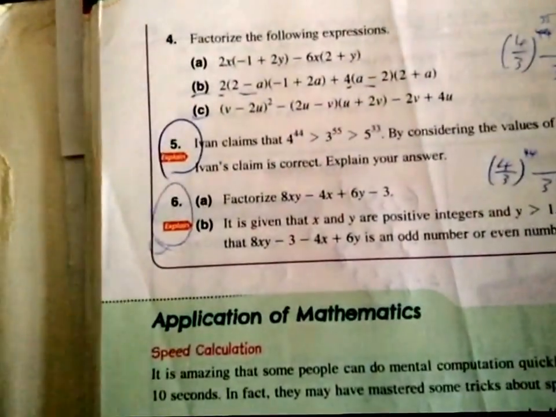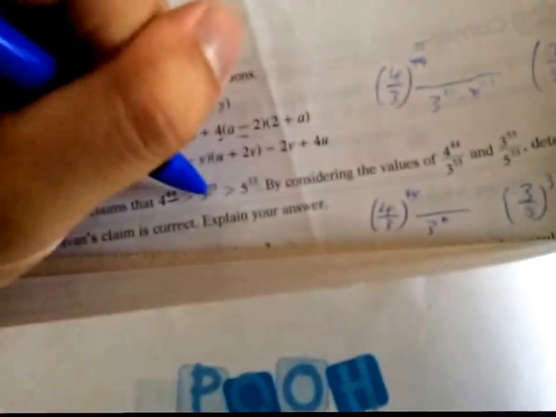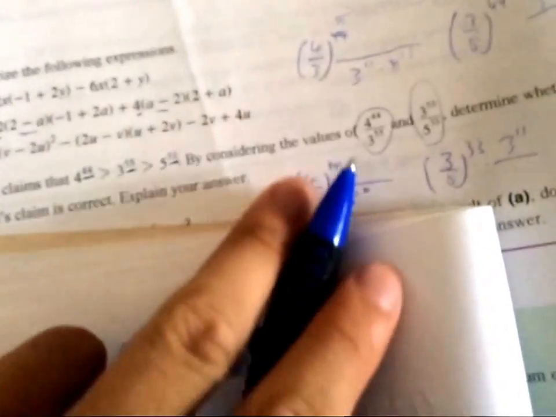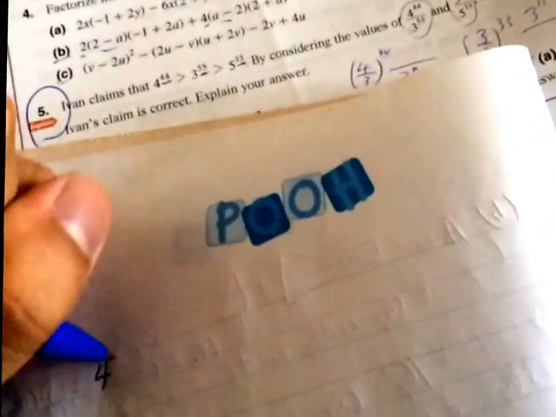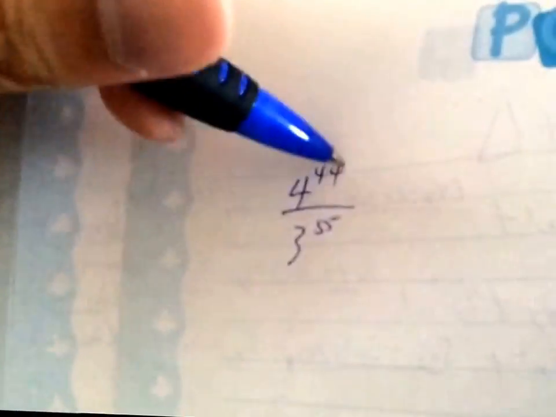Number 3: Ivan claims that these 3 are bigger than each other. By considering the values of these two, determine whether Ivan is correct or not. Explain your answer. So we have to consider this value, 4 to the power 4 divided by 3 to the power 5. Is it bigger than 1? If this is bigger than 1, then this one is bigger than this one. If this is smaller than 1, then this one is bigger. This one is not the same index, it's not the same base. We cannot do anything directly. We have to try it.